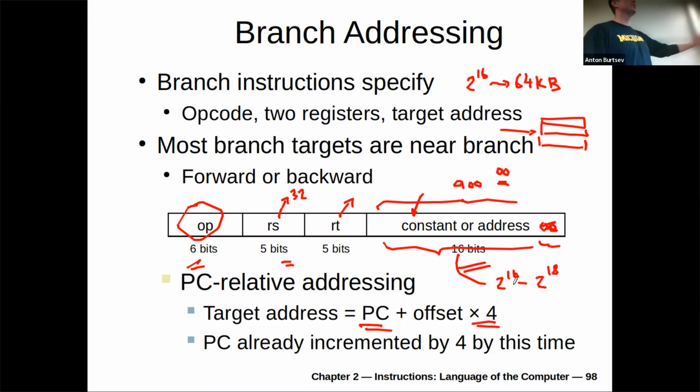And the fact that you're jumping relative to a program counter is also a clever way, because typically jumps are local. And I will show you in a second how to implement a non-local jump, right? So is this logic clear?